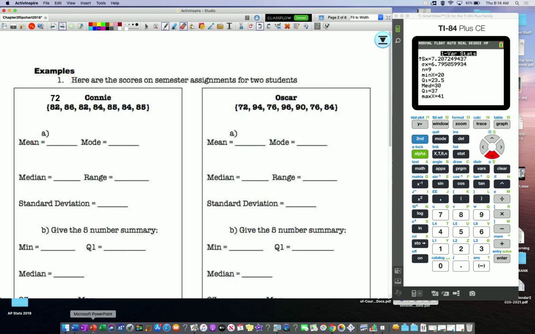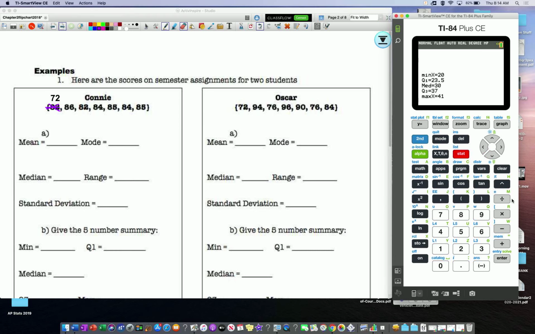All right, so in this example, it says, here are the scores on the semester assignments for 2 students. Just to make this a little bit better, I'm going to cross out Connie's first score and replace it with 72. Trust me, it'll make things a little bit easier. And then I have Oscar's scores. I'm going to do Connie's scores with you, and then I'll pause it and have you try Oscar's and see if we get the same values.